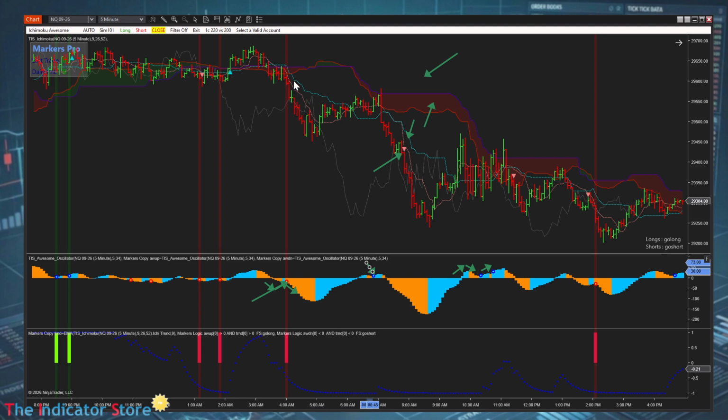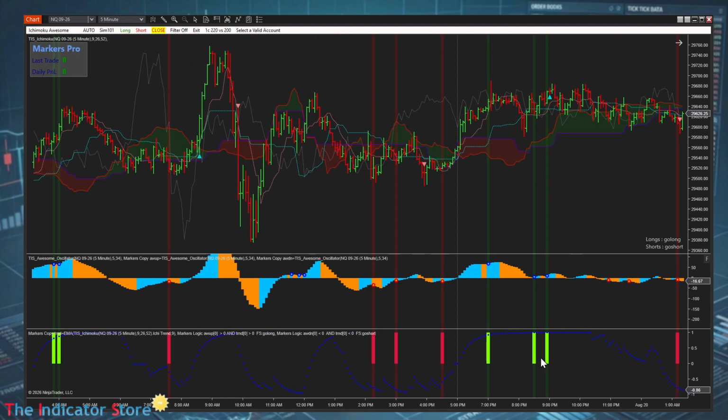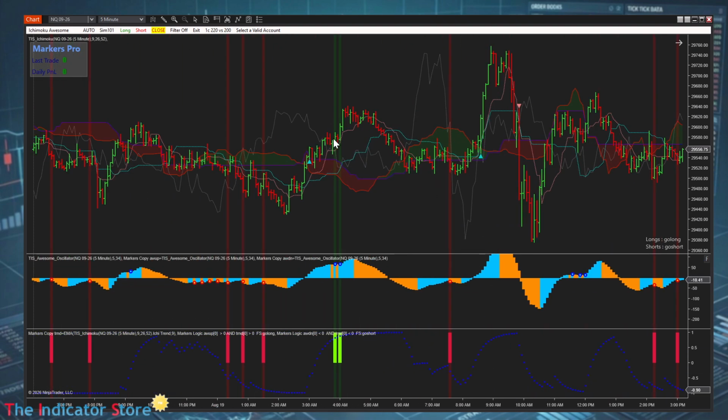We can see some examples. Here we have a good short. Let's take a look at the longs. Here we have a long. Here we have several shorts.